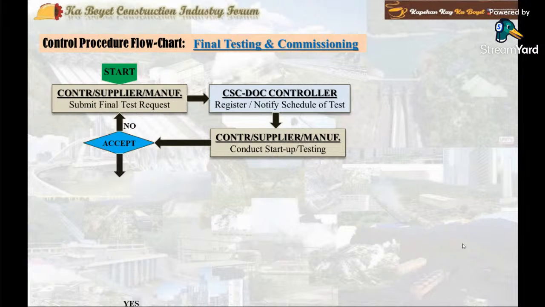On the other hand, if the startup testing is acceptable, the contractor will now proceed to carry out system equipment commissioning per agreed final testing and commissioning method statement and submit to consultant a commissioning report.